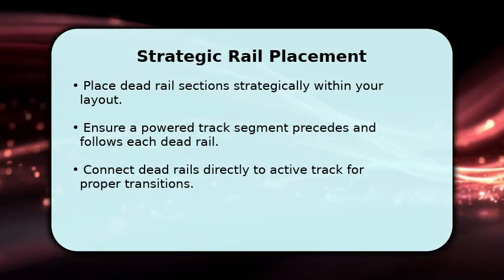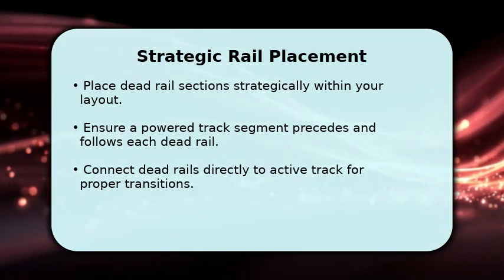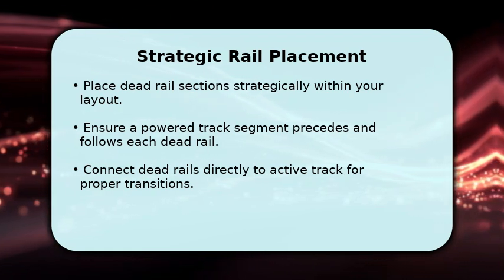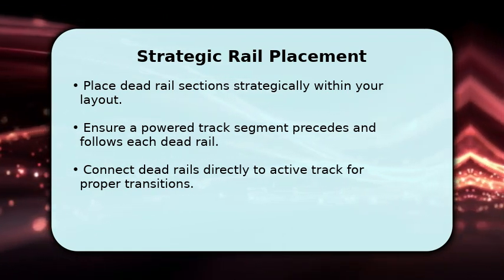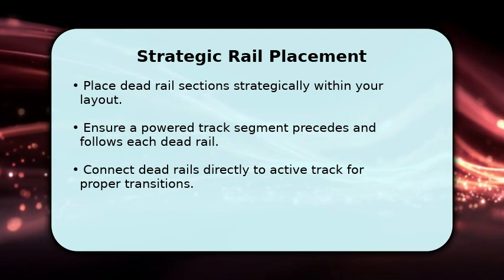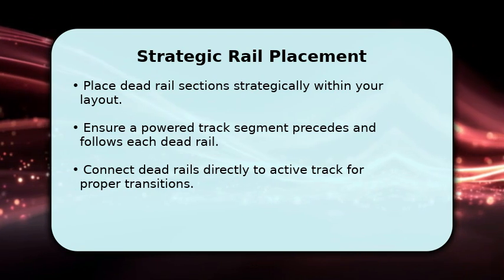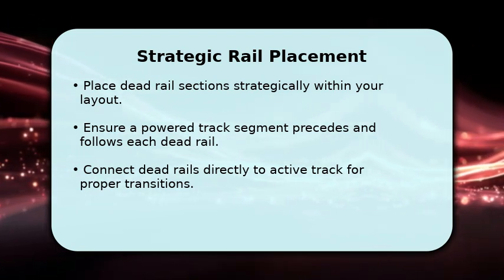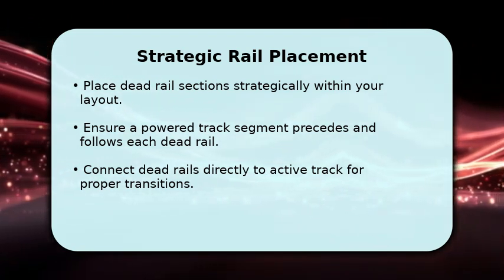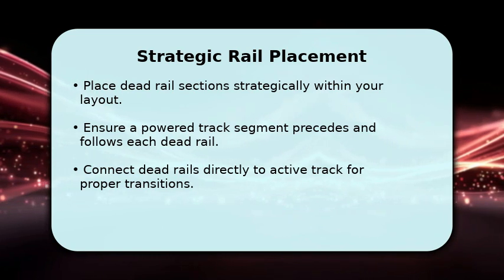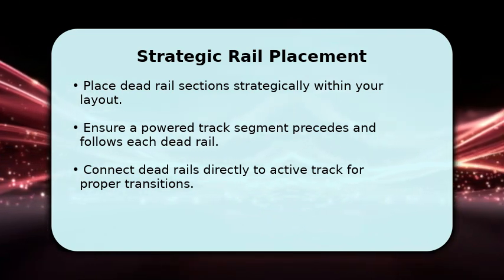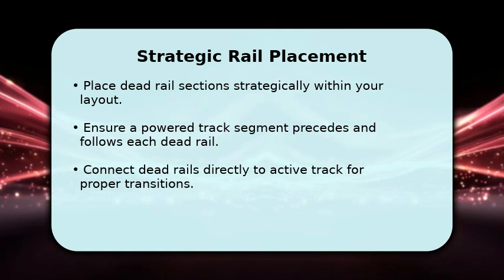Strategic placement of your dead rail sections is absolutely key. You'll want to integrate them seamlessly into your existing powered track network. Always ensure that a fully powered track segment leads into and out of every dead rail section. This creates the necessary momentum and transition points for your ghost trains. Think of it as a bridge between active zones, allowing for unique operational sequences.